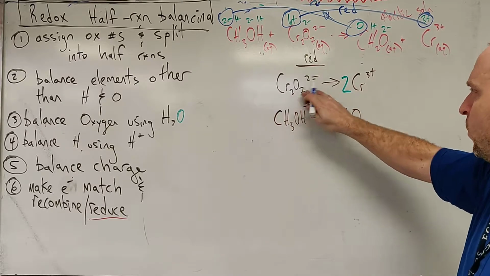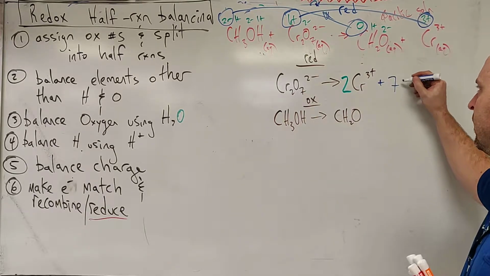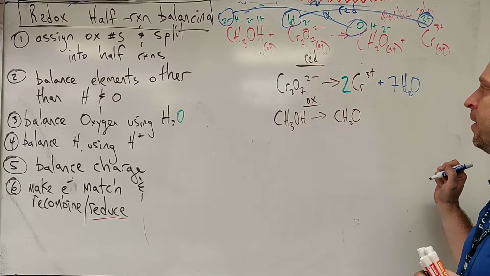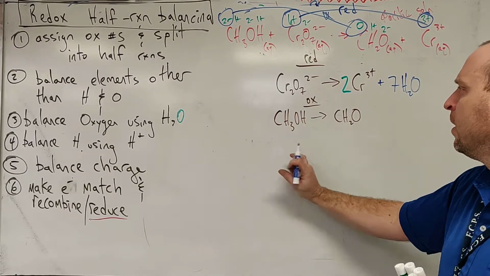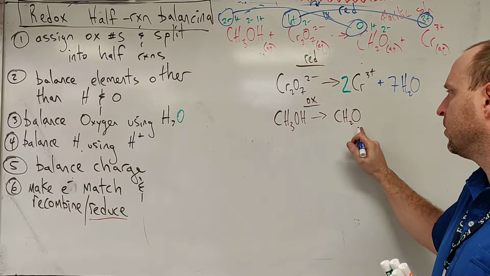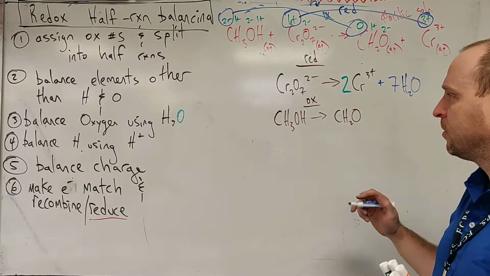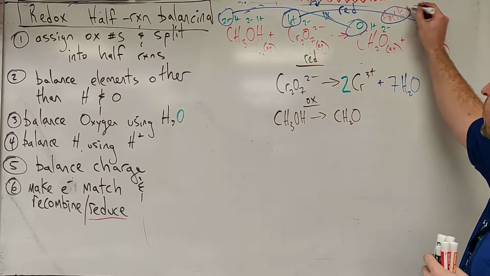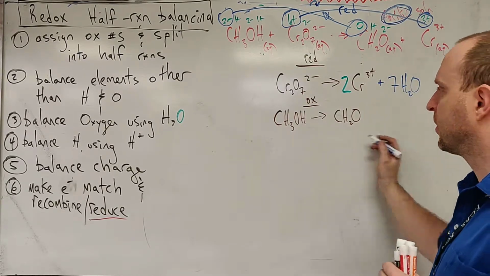So I've got 7 waters there and none here, so I'm going to need 7 oxygens there. I'm going to need 7 waters over there. As I look at this one, I've got 1 oxygen here and 1 oxygen here, so that won't have to change. The next step says balance hydrogen using hydrogen ions, and those hydrogen ions are coming from our acidic solution.